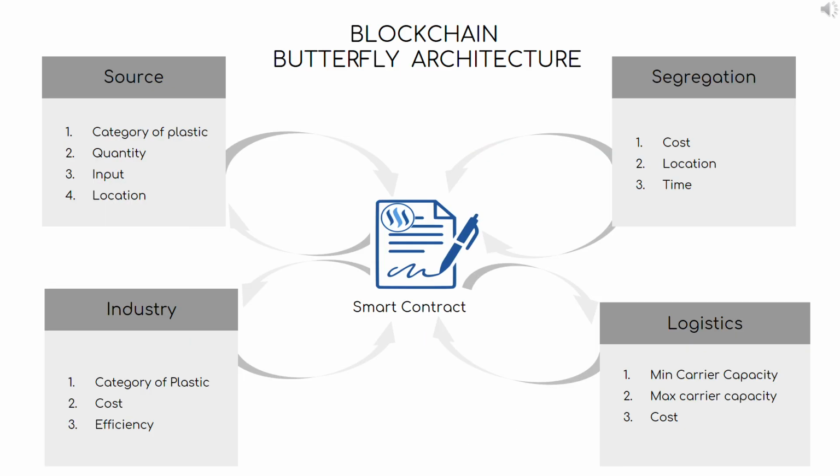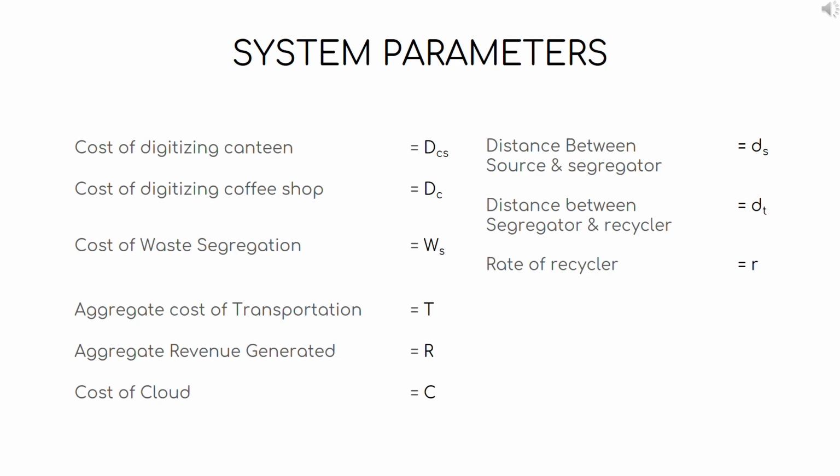This is the blockchain butterfly architecture that we have designed to implement in the BWRTS system, where each node will be bound via smart contract. Following are the system parameters that will be used in designing the smart contract.